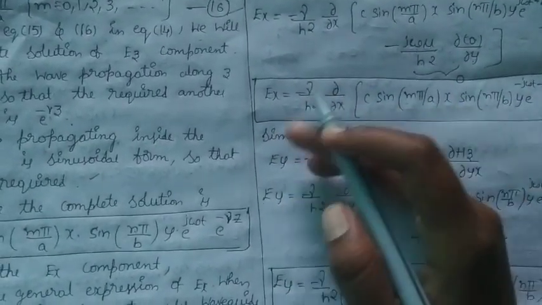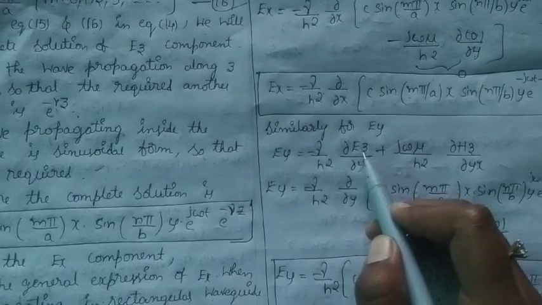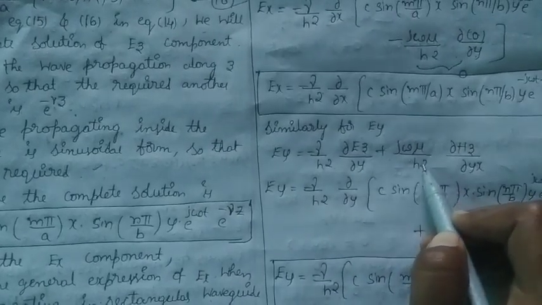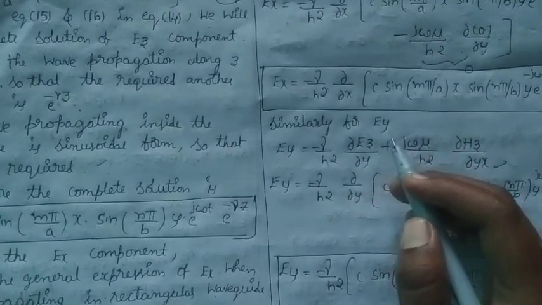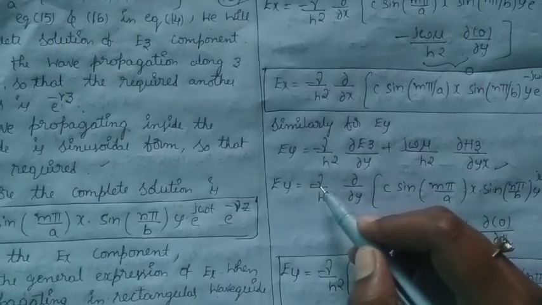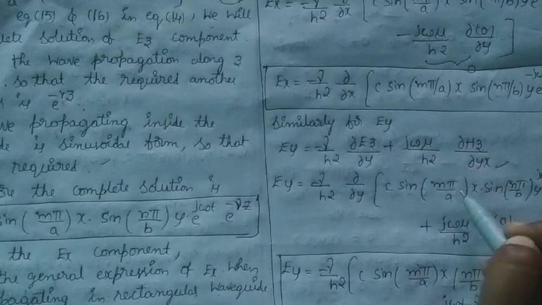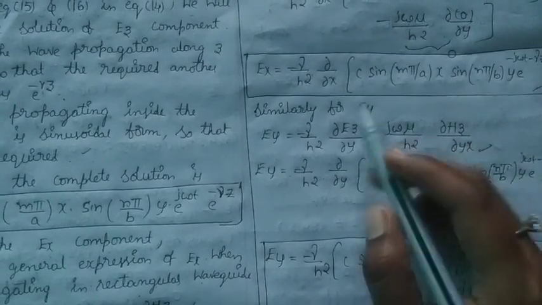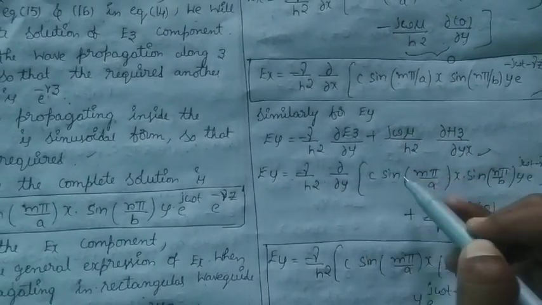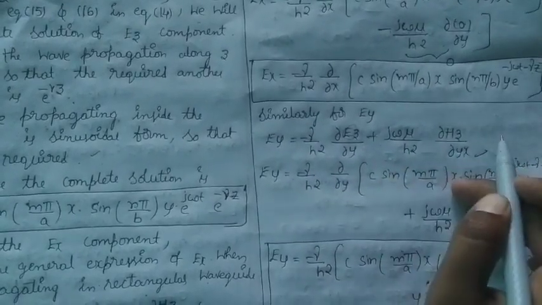Similarly for Ey. Ey = -γ/h² ∂Ez/∂y + jωμ/h² ∂Hz/∂x. This is the expression that we derived in propagation of waves in rectangular waveguide. So Ey = -γ/h² ∂/∂y of C sin(mπx/a) sin(nπy/b) e^(jωt-γz). Here we are substituting the Ez component into the Ey expression.